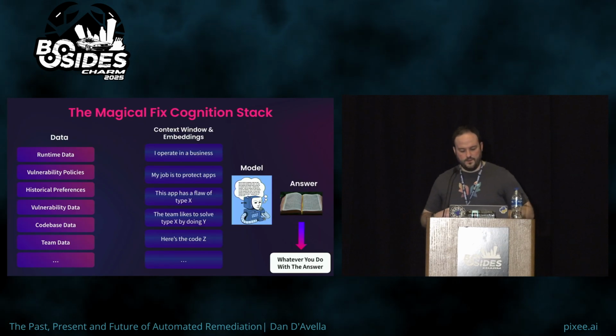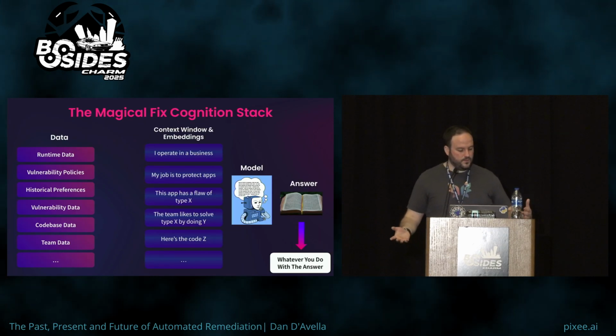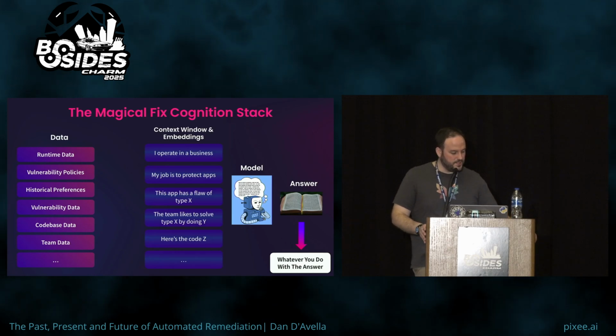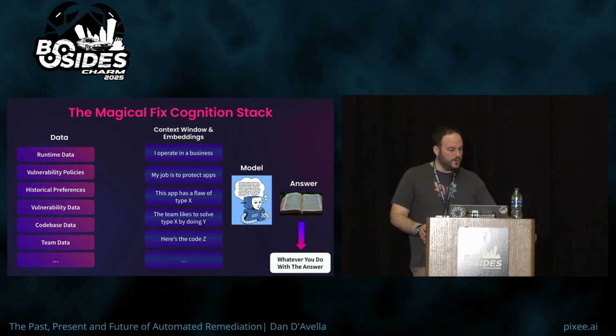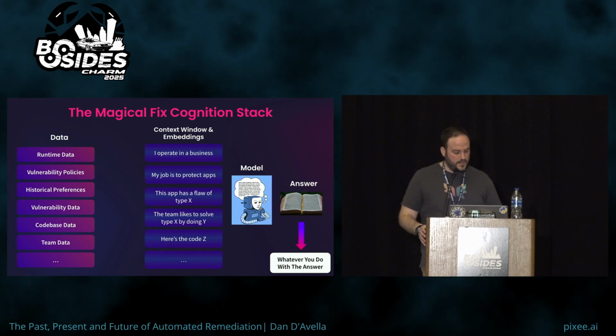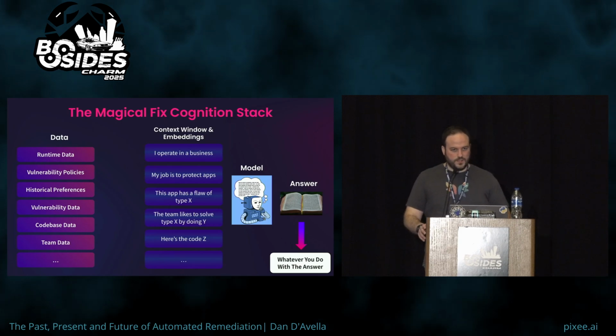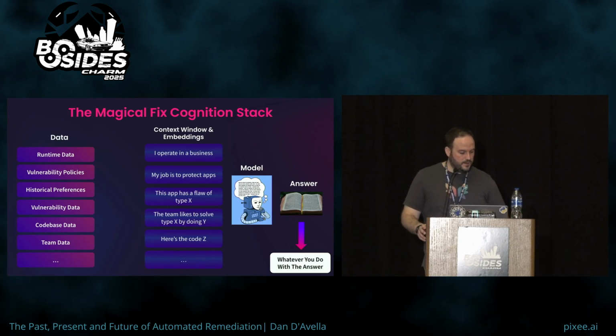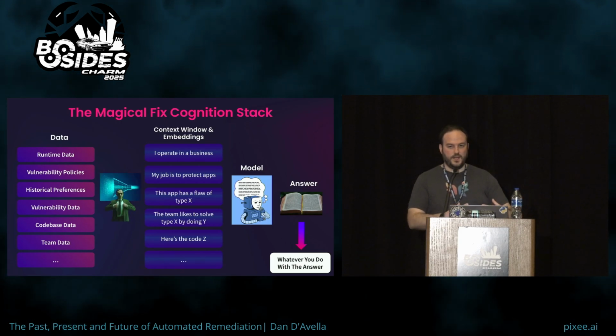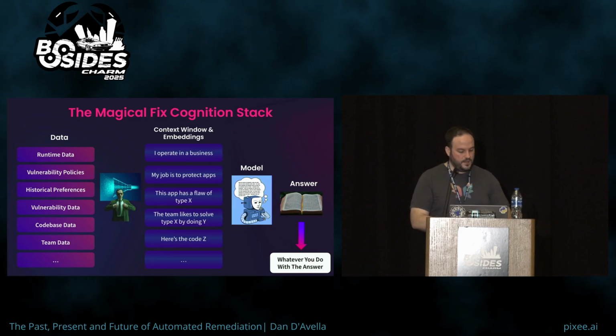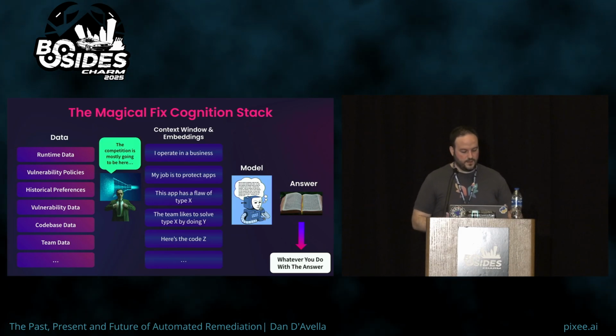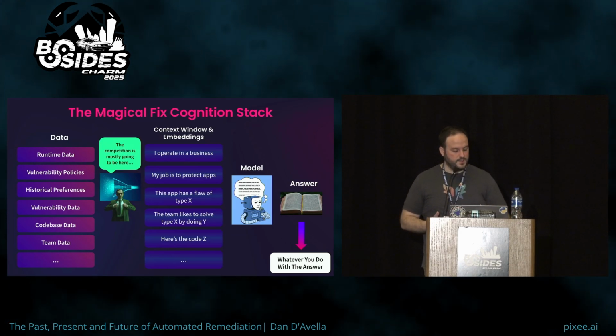So we think that where we're going is something we're calling the magical fix cognition stack, where we have all kinds of sources of data, and where the really interesting problem for us is going to be integrating all of those sources of data. And there's going to be a huge amount of competition in this area.